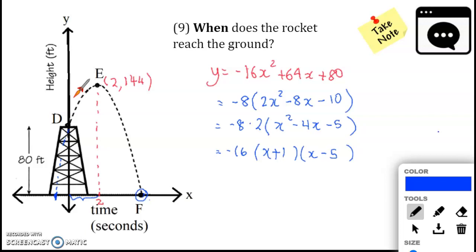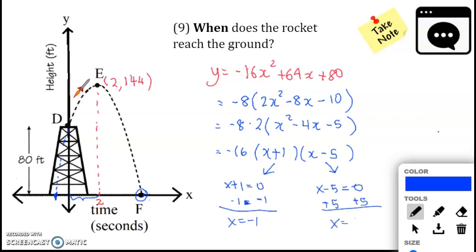So now that I have factored, I know to find my x-intercept, I can split this into 2 equations. X plus 1 is equal to 0, or x minus 5 is equal to 0. And so in this case, subtract 1 from both sides. And that leaves me with x is equal to negative 1. Add 5 to both sides. And that leaves me with x is equal to positive 5.